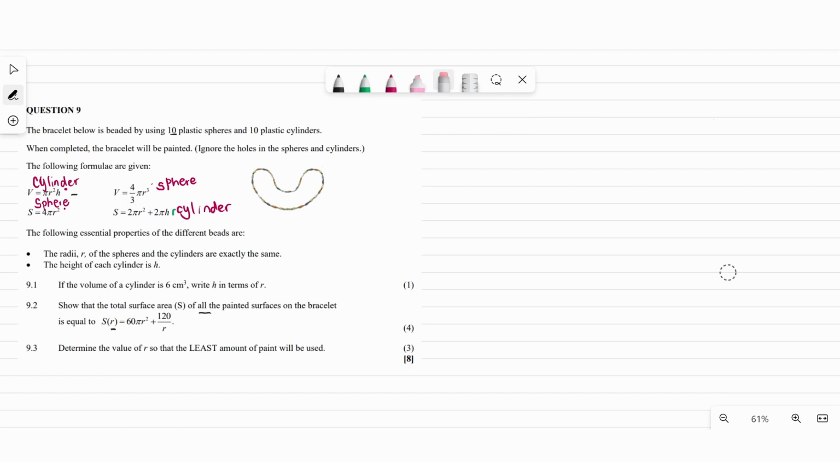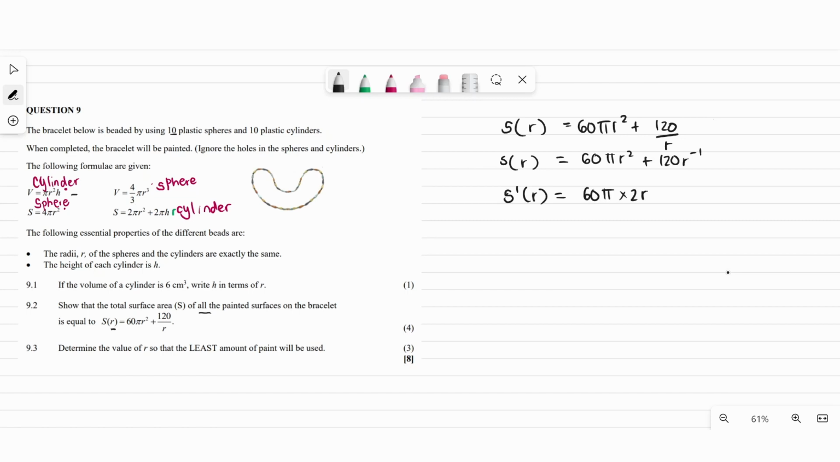So question number 3 says, determine the value of r so that the least amount of paint is used, right? So we need to find the first derivative. So we know that the surface area here is, now change this one and take it to the top, because we need to find the first derivative. Take the 2 in front, then subtract 1 from the power 2. Same thing, take the negative 1 in front, then subtract 1 from negative 1.